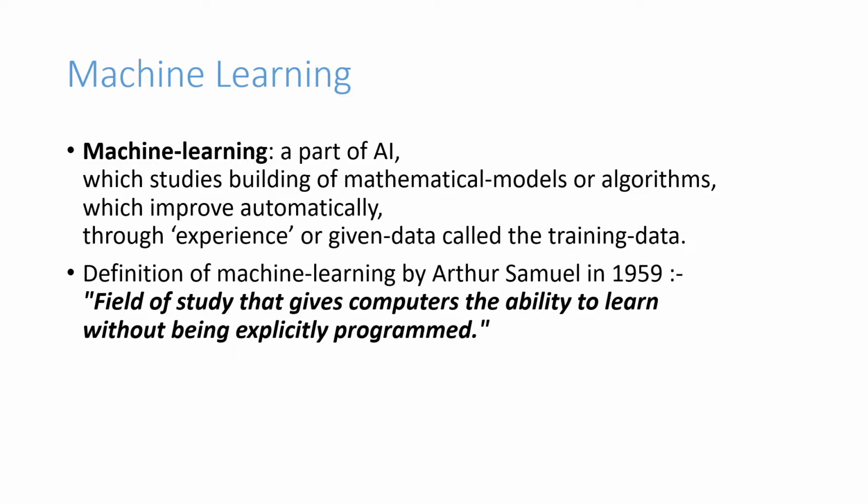Machine learning is a set of algorithms by which mathematical models can be built which improve automatically through given data called the training data. Like in machine learning, machines learn from experience. Arthur Samuel, a pioneer of machine learning in 1959, described machine learning as follows: a field of study that gives computers the ability to learn without being explicitly programmed.